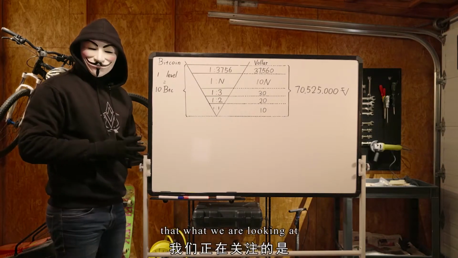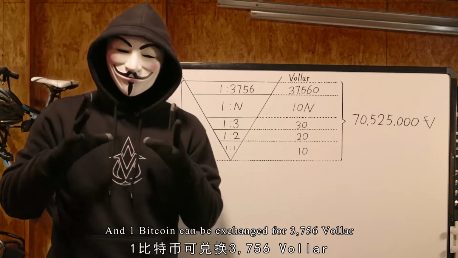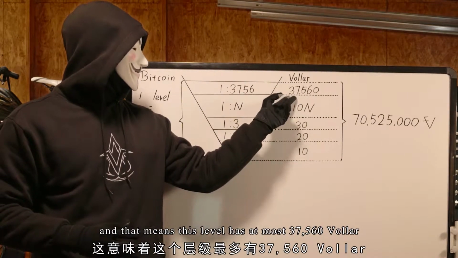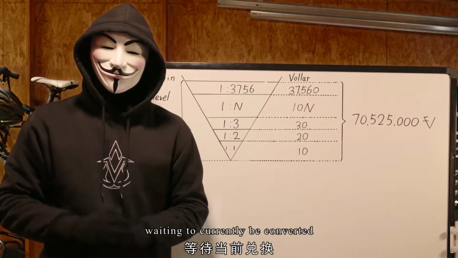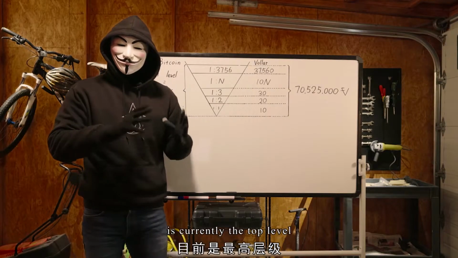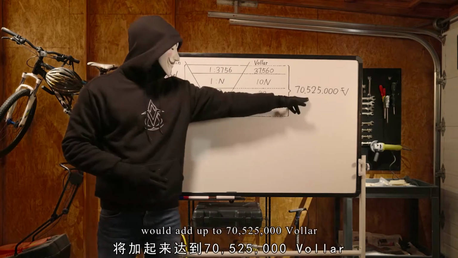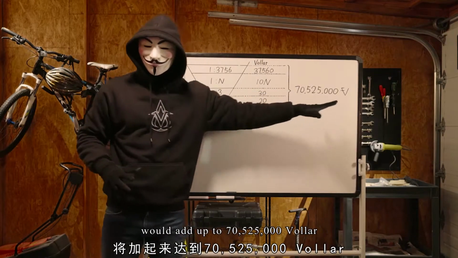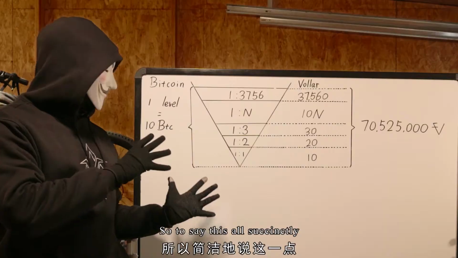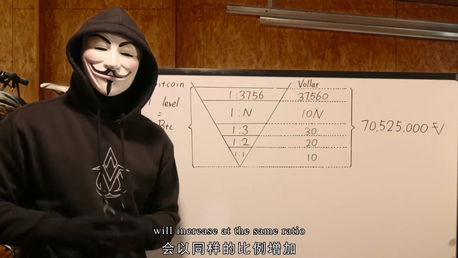So let's assume that what we're looking at is the 3,756th level. And 1 Bitcoin can be exchanged for 3,756 Voller. And that means this level has at most 37,560 Voller waiting to currently be converted. Now, if level 3,756 is currently the top level in the Resonance V pool, then the cumulative Voller that we see in this Resonance V pool would add up to 70,525,000 Voller. Now, this number happens to be the initial funds that will be in the Resonance V pool. So to say this all succinctly, as each level raises, the corresponding Voller will increase at the same ratio.